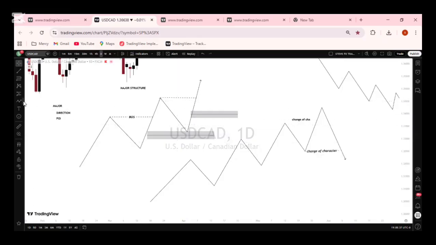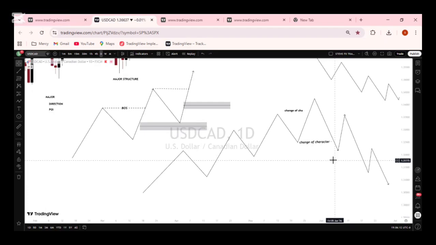So we may see that the market will trace backwards to a key level or a point of interest, then we will see a continuation of the market in the opposite direction. So if we take our major structures, that is how the market reacts with major structures.